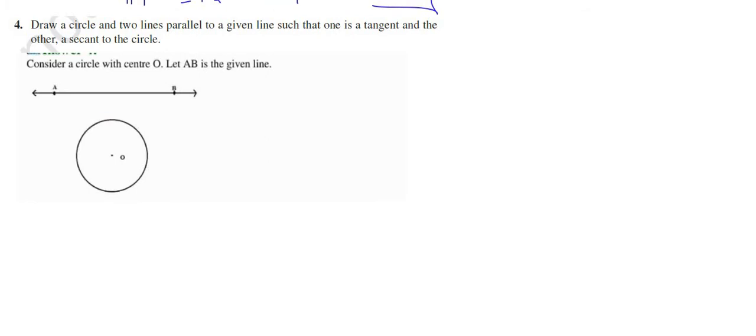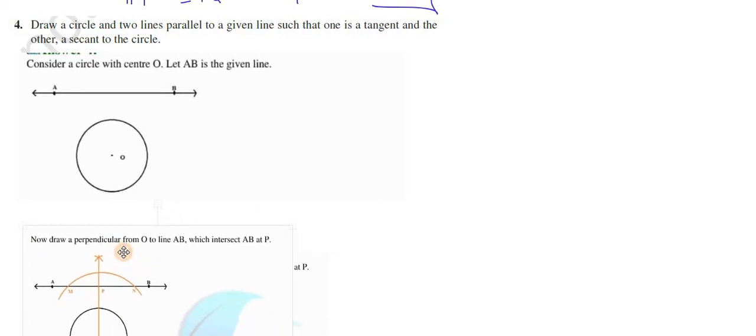In the last year we discussed how to draw perpendicular lines. How? Take more than half of AB and cut arcs on both sides, upside and downside, and with the same radius with center B, cut those arcs. So you will get it like this.